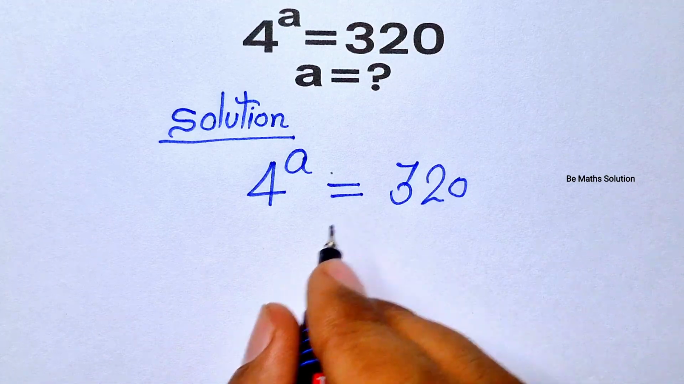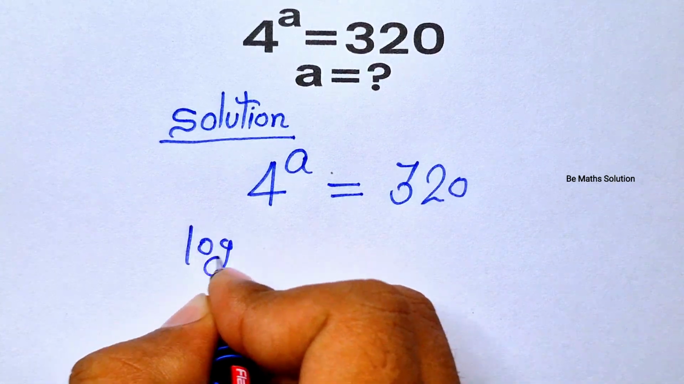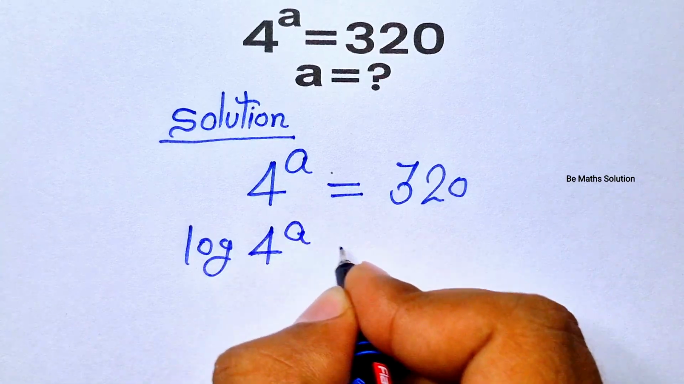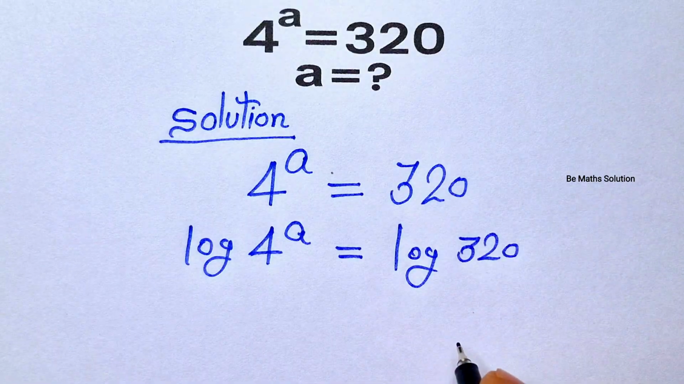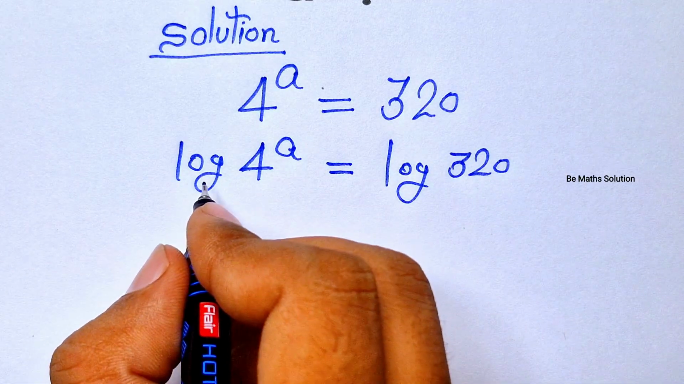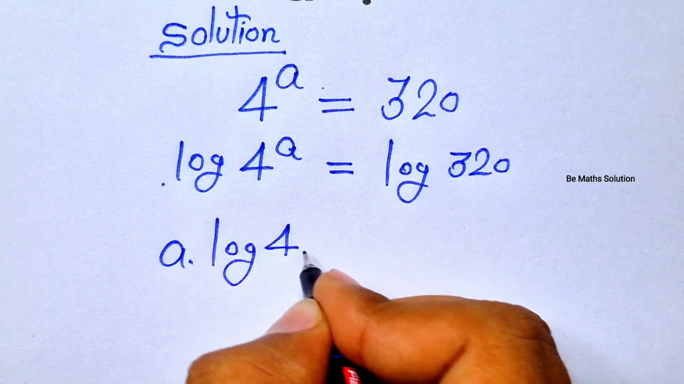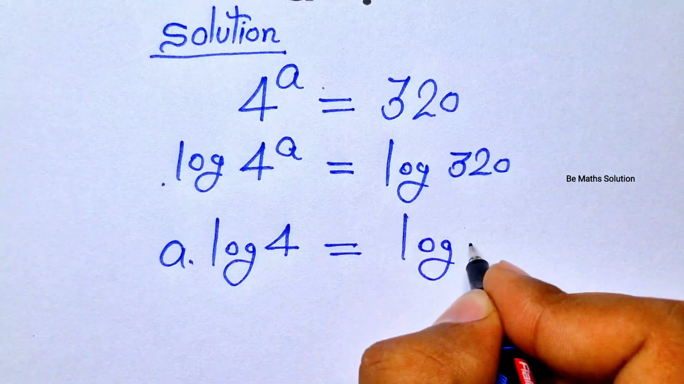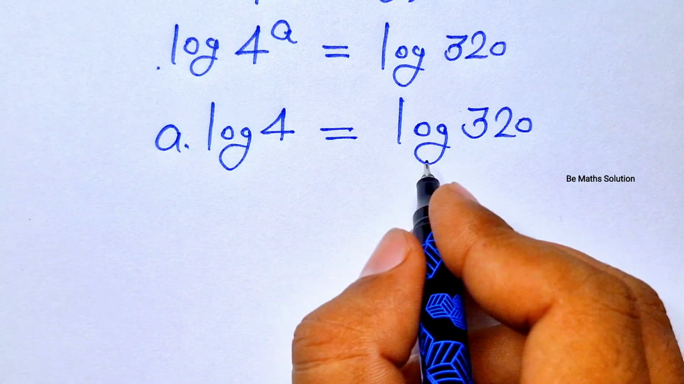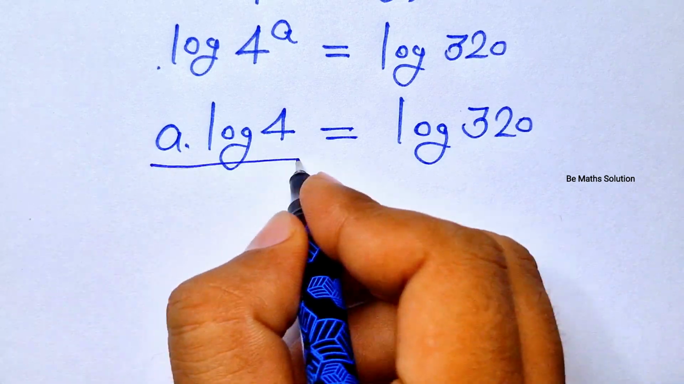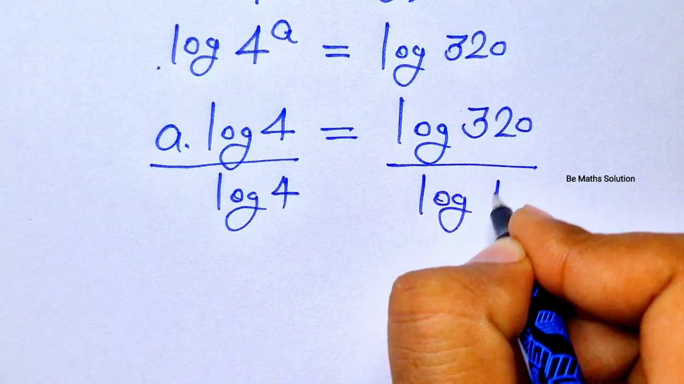In the next step, we will apply log on both sides. So it will be log of 4 to the power a is equal to log of 320. Then this power of a will move to the front, so it will be a times log of 4 is equal to log of 320. Then we will divide by log of 4 on both sides.